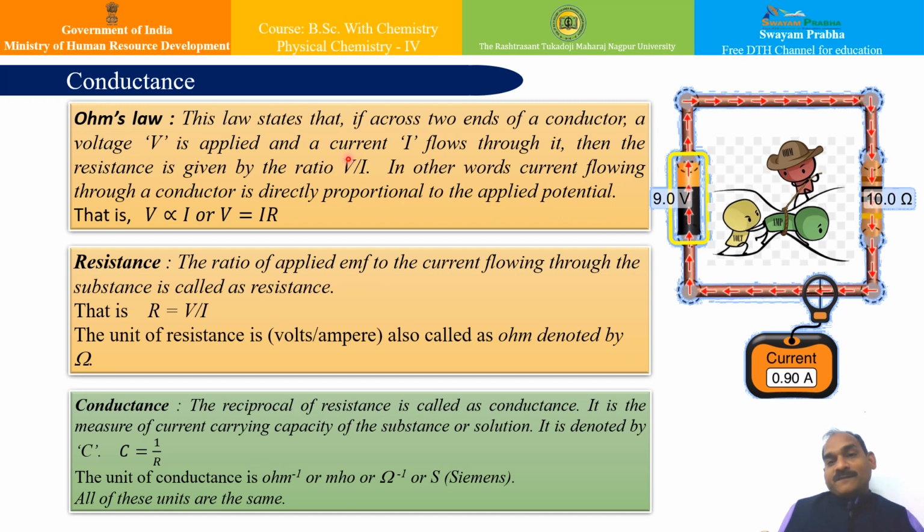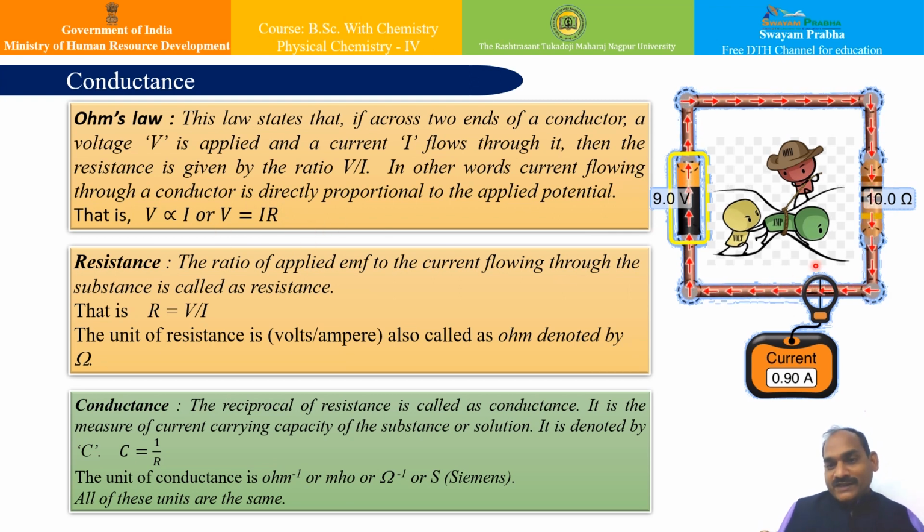It can be assumed that if a voltage V is applied across the two ends of a conductor and a current I flows through it, then the resistance is given by the ratio V upon I. In other words, the current flowing through a conductor is directly proportional to the applied potential. That is, V is proportional to current I, or V is equal to IR.